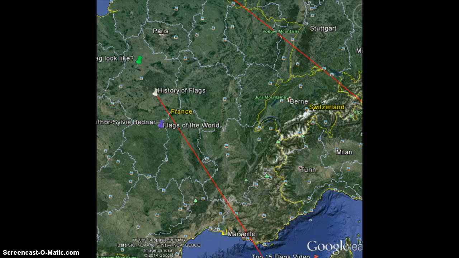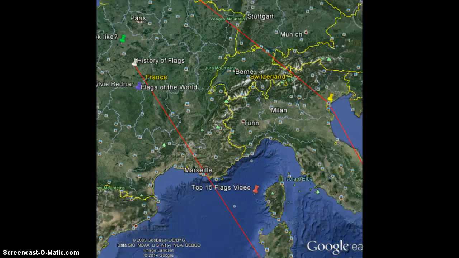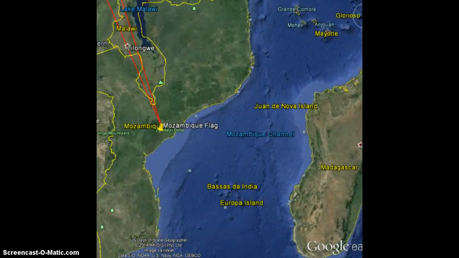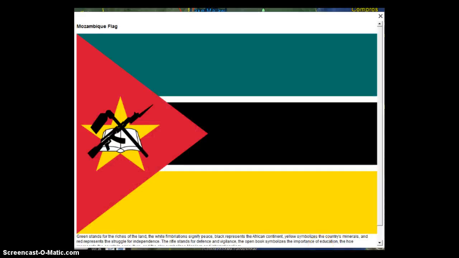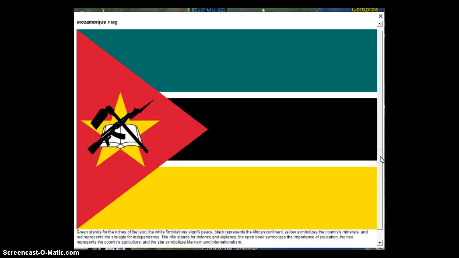Let's take a brief trip around the world just to look at some unusual, cool flags, and this will help your creativity. Here's the flag of Mozambique and a brief explanation of what the flag represents. The green stands for the riches of the land, the white fimbriation signifies peace, black represents the African continent, yellow symbolizes the country's minerals, and red represents the struggle for independence.